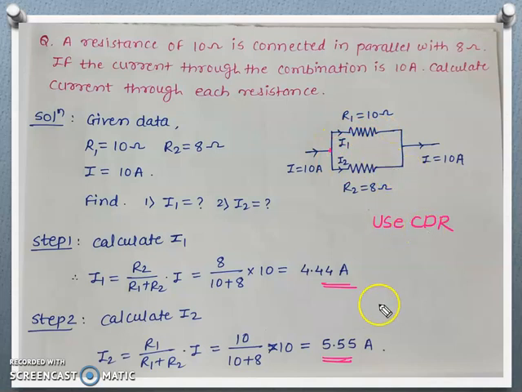In case of VDR, we take the same resistance. And in case of CDR, we take the opposite resistance. Remember this, opposite resistance. So let's take another example.